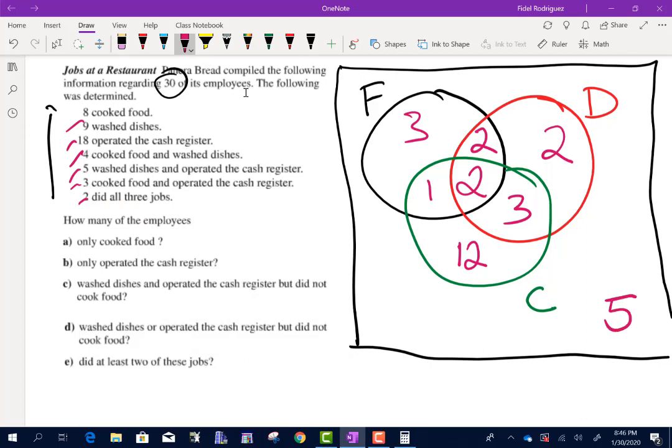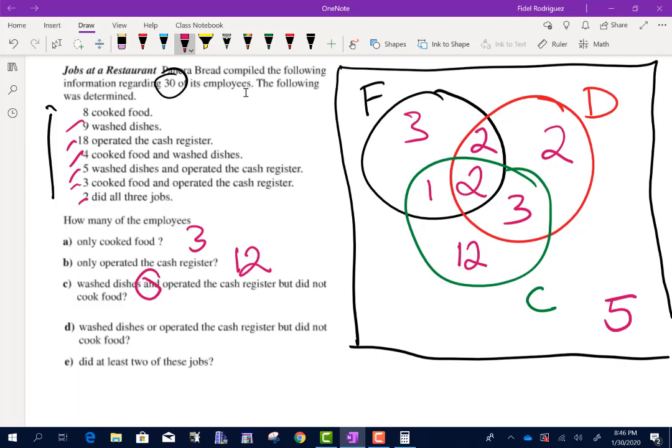Okay, now let's see if we can answer our questions. How many only cooked food? All they did is cook food. That would be 3. How many only operated the cash register? That would be 12.